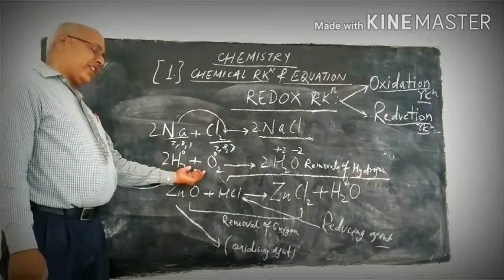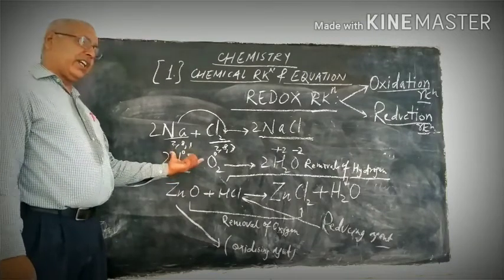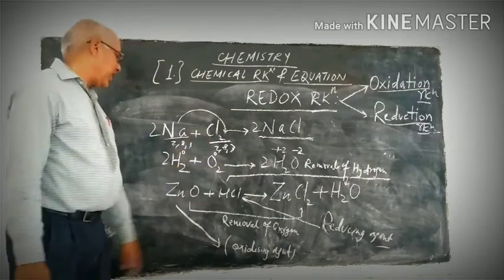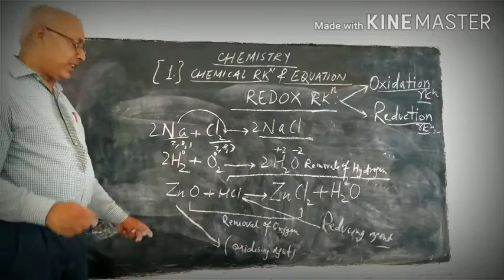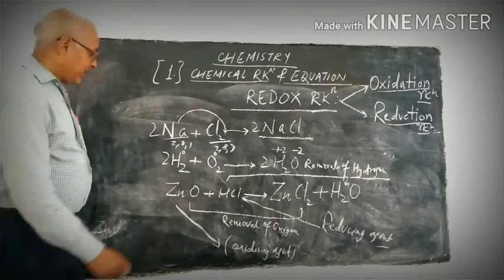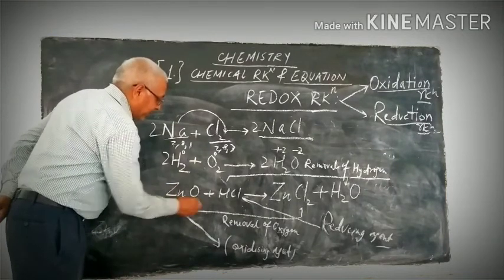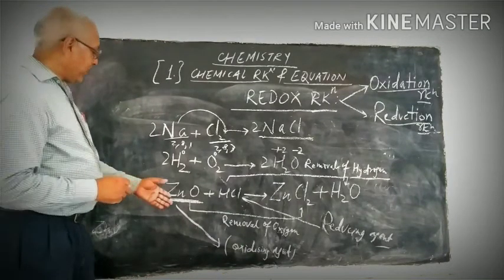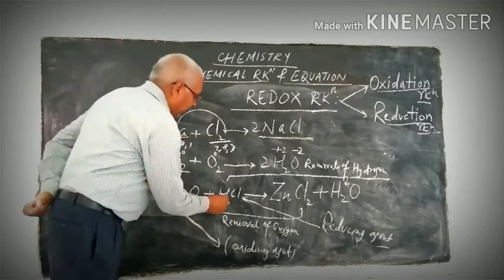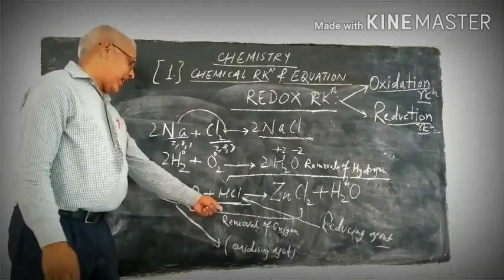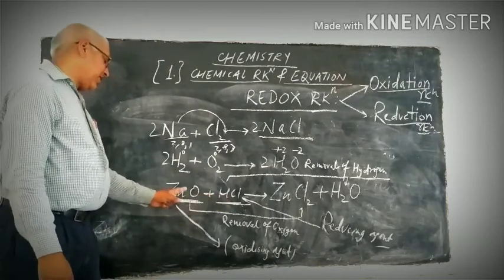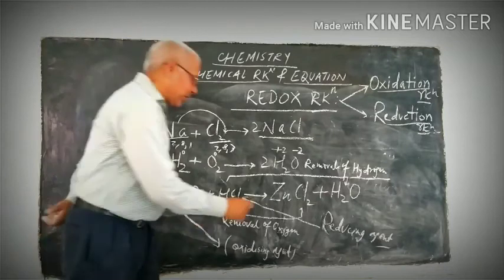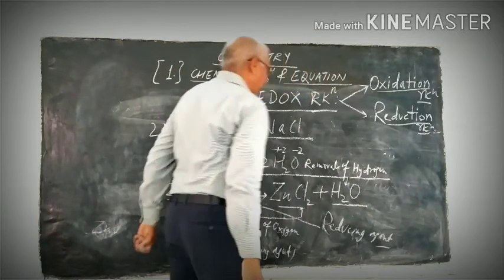Here there is sharing of electrons, and we understand such redox reactions through oxidation number. Now one more example, for class 10 students, is zinc oxide. Zinc oxide is considered a metallic base, basic in nature. When it reacts with HCl, hydrochloric acid, that is, when a base and an acid react with each other, they form salt and water, it is a neutralization reaction.